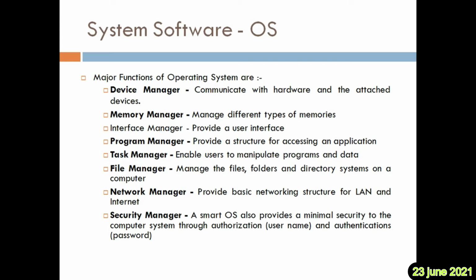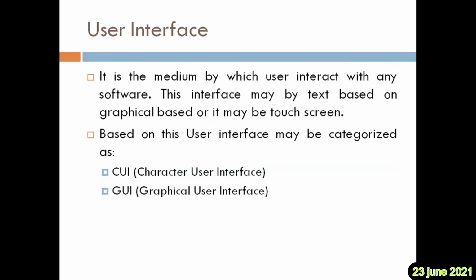A manager structure for accessing an application. Task manager enables users to manipulate programs and data. File manager manages the files, folders and directory systems. Network manager provides the basic networking structure for a local area network and other networks like the internet. Security manager: a smart operating system also provides minimal security to the computer system through authorization and authentication. Authorization is your username and authentication is your password.